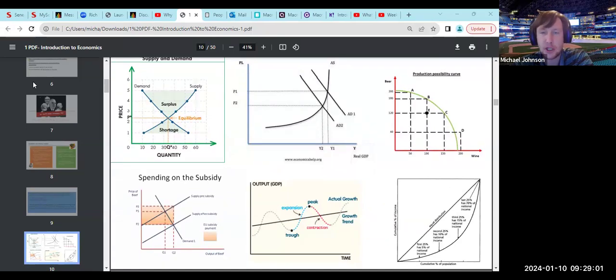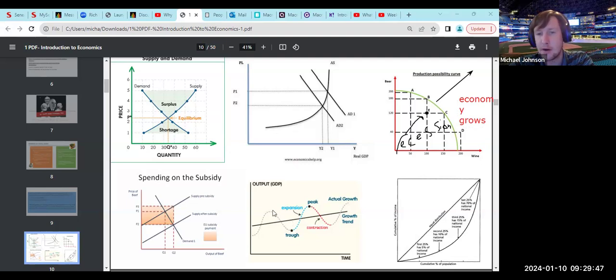Production possibilities curve, we'll learn more about this as the course goes on. Inside of the curve is recession. Here, that's a recession. And outside of the curve is if the economy grows. So if the curve shifts to the right, the economy grew. So the economy grows if it goes to the right. And there's a lot of other things here that we'll look at as the course goes on.